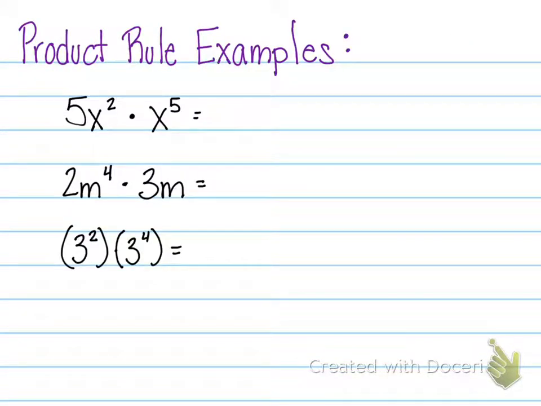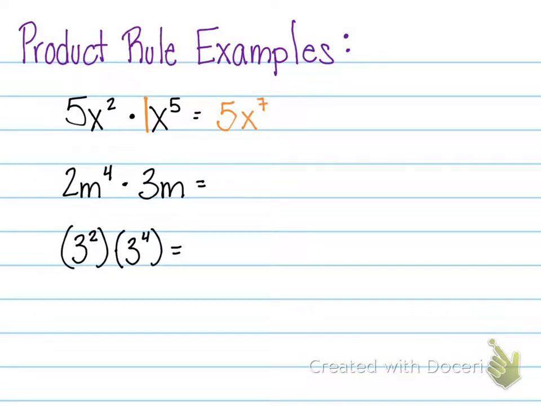Using the product rule, I want you to take a look at this first example. 5x squared times x to the 5th. Now what I want you to know is that when I'm multiplying, I need to multiply the coefficients, or the numbers that are in front of my variable. So I'm going to do 5 times 1, which is going to be 5. But using the product rule, I can simply add my exponents. So I'm going to take that 2 plus 5, and that's going to become x to the 7th power.